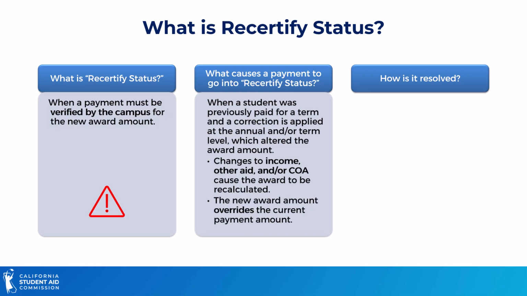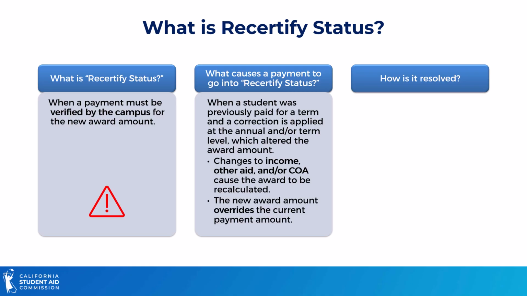This happens when a student was previously paid for a term and a correction is applied at either the annual level or to that specific term. As a result, the MCS payment will go into recertify status. This can occur when changes to income, other aid, or cost of attendance cause the award to be recalculated. The new award amount overrides the current payment amount and therefore must be recertified by the school.